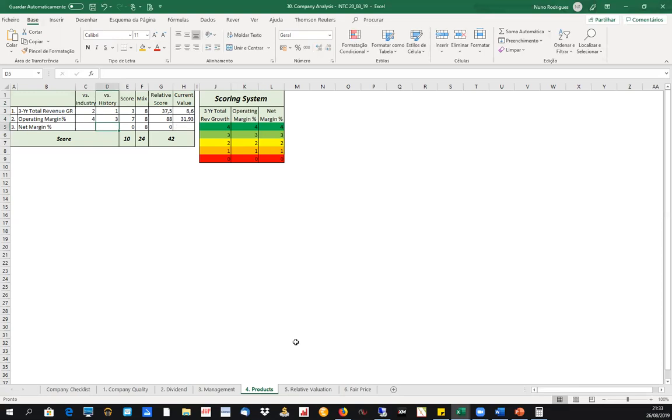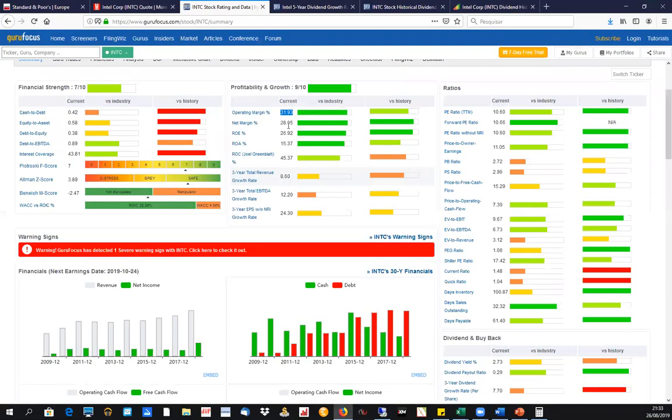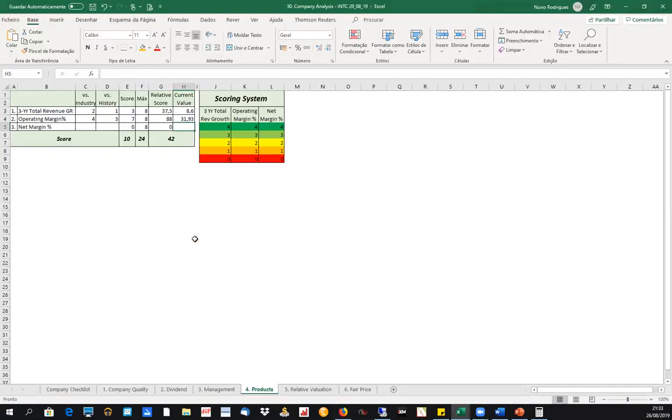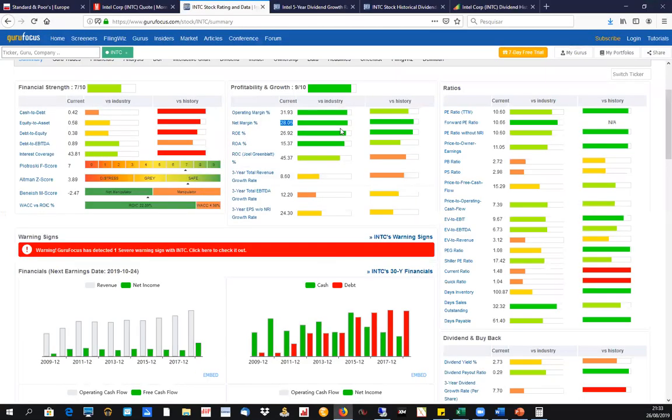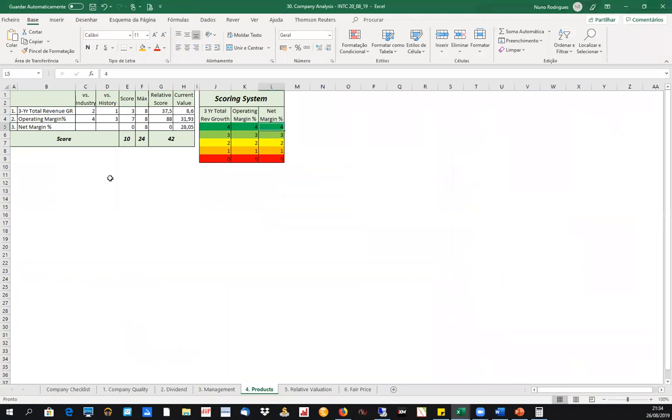Now net margin here, 28.05. How do we score this? Once again, we have dark green and dark green. So Intel is really making money versus its peers and versus its historic activity. So dark green, we'll score it a 4 and a 4. So here we do have 75% good products for Intel.